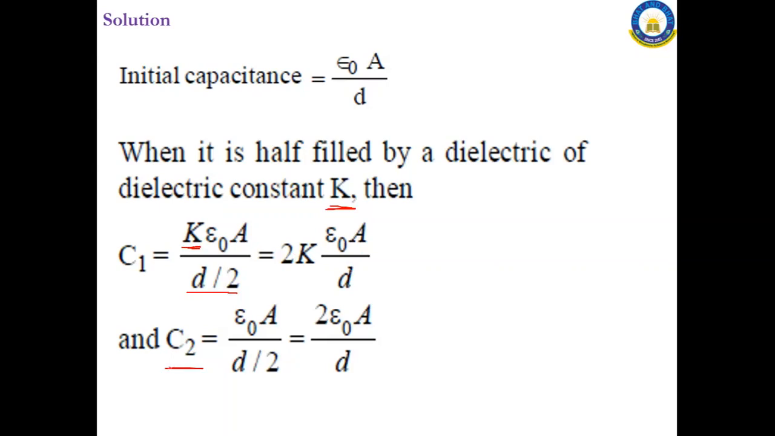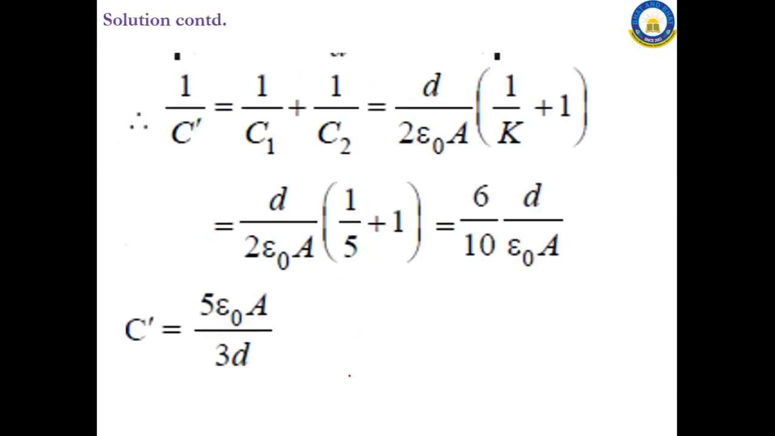Now the other part C2 is the same air medium, right? But here the distance is d by 2. So you have 2 epsilon naught A by d. Next. So now these two are in series, right? Two capacitors next to each other are in series. So the equivalent capacitance is given by 1 by C dash equals 1 by C1 plus 1 by C2. And then you just add it, you get this formula.